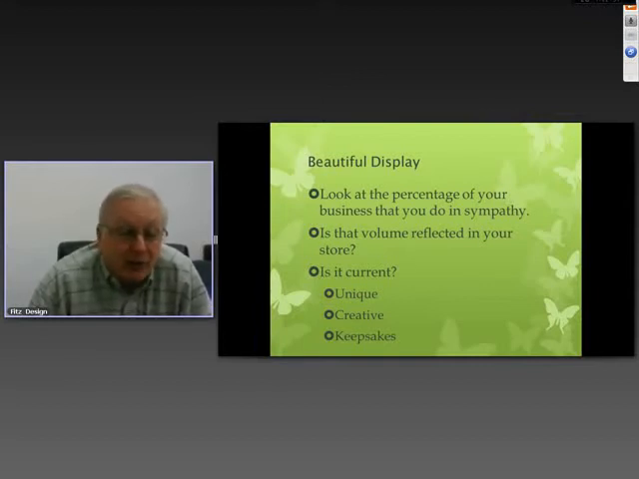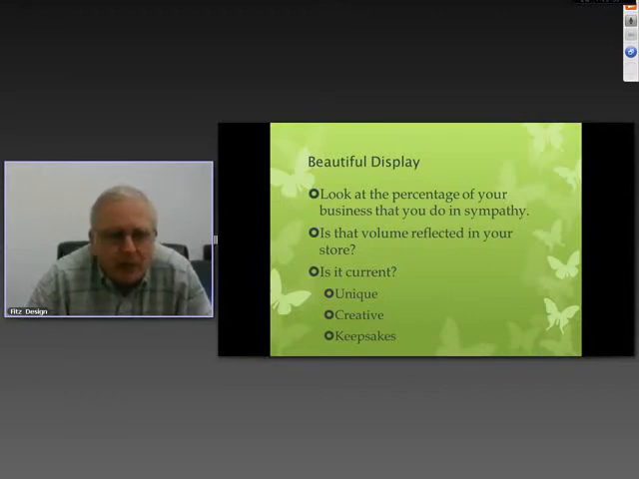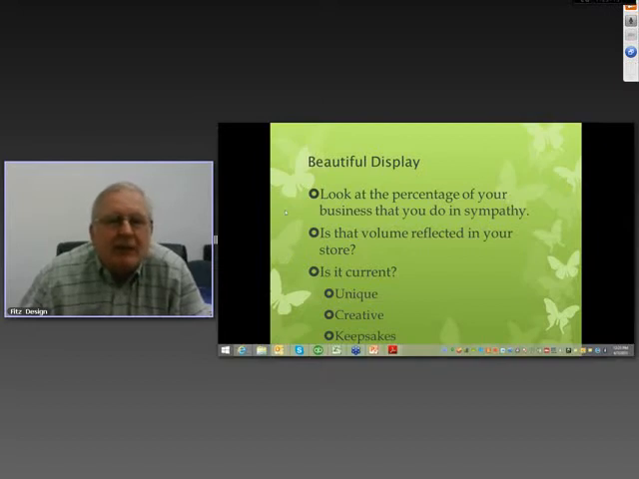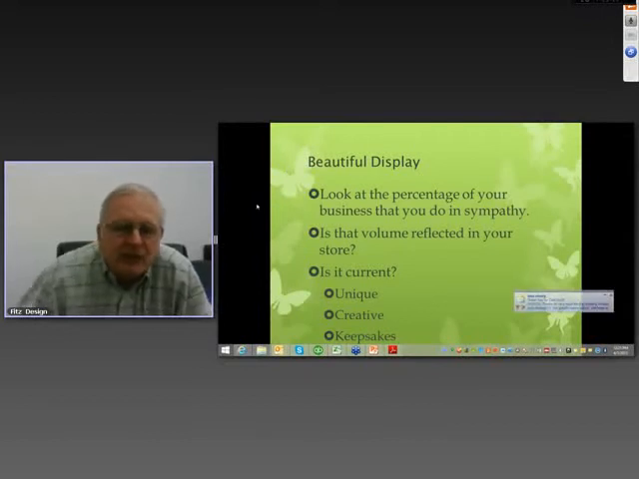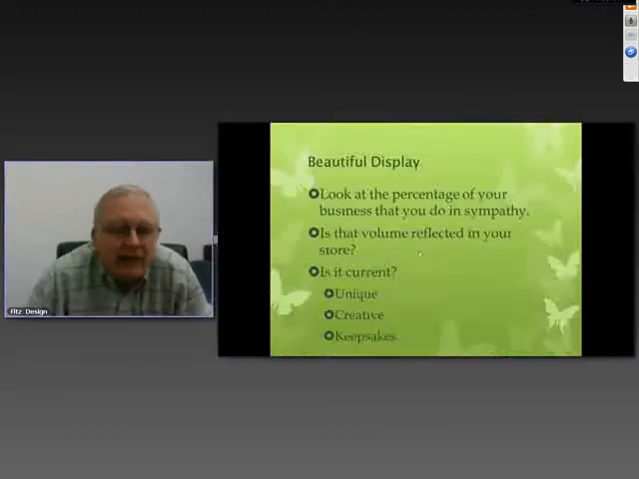might be some Memorial Day wreaths, but there are some selection guides. So one of the things I'd say to you is, what percentage of your business is sympathy work? And if it's 10%, 20%, 40%, do you have a display in your store that reflects that same amount of business? Now, I'm not saying give it the same amount of floor space, but I am saying, are you giving it as much space and recognition as the amount of volume that it's bringing to you?